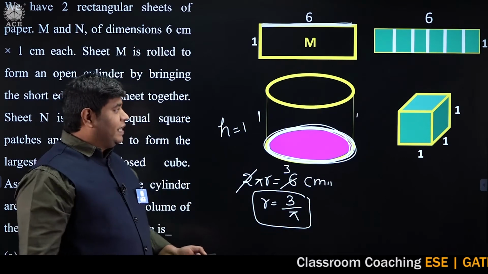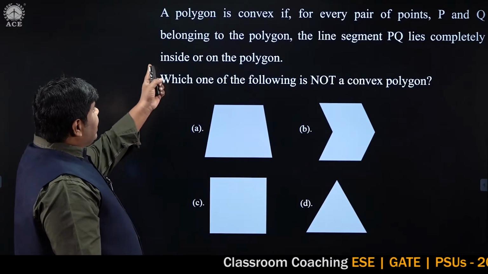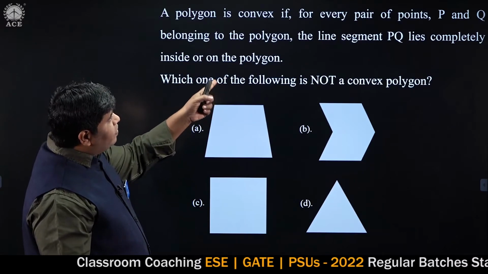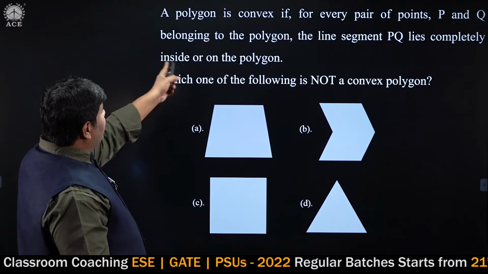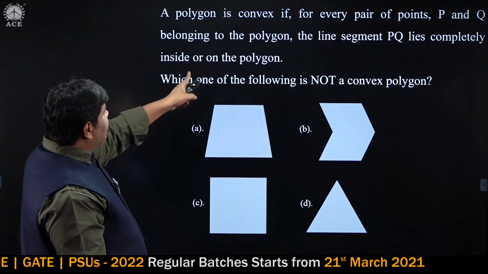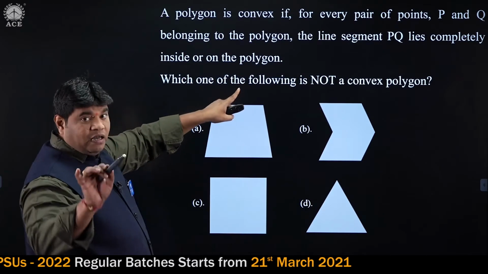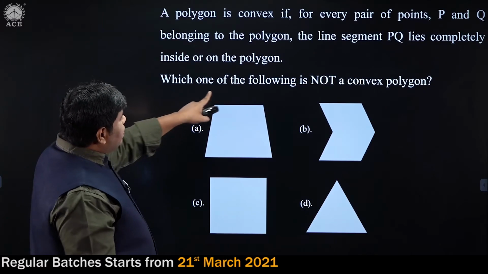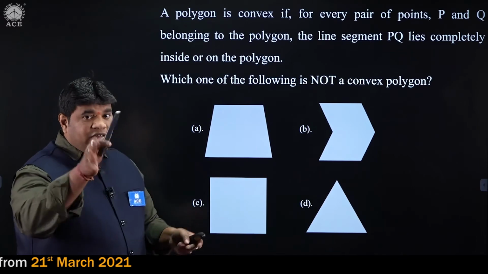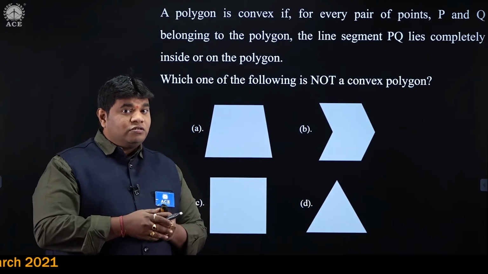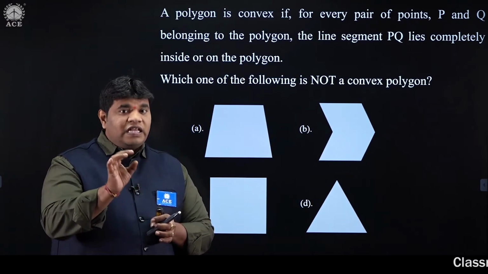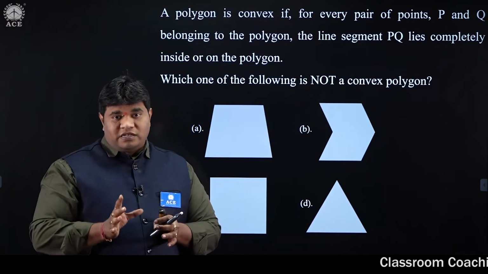Okay, students, next one. A polygon is convex if for every pair of points P and Q belonging to the polygon, the line segment PQ lies completely inside or on the polygon. Which one of the polygons is not a convex polygon? A pen is not necessary for this question. Out of these questions, 2 are very easy, answerable within 30 seconds. This one also.